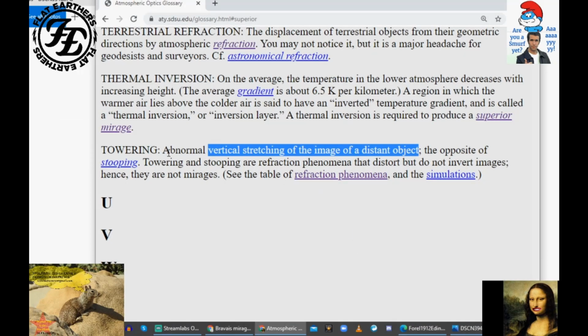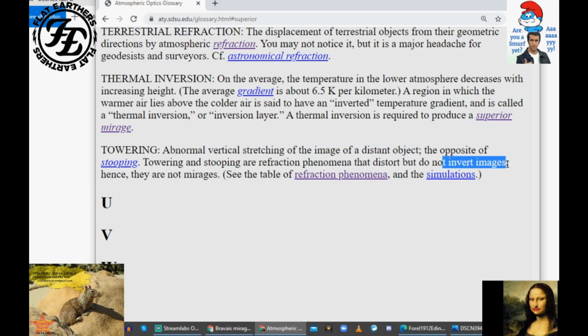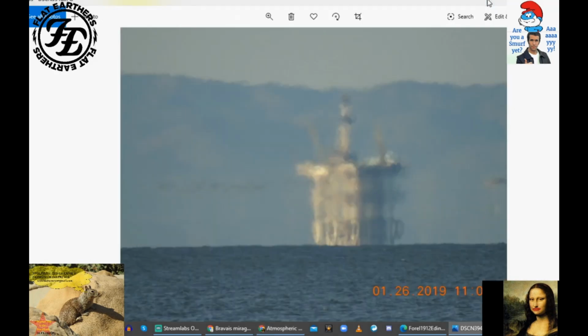All right, towering. I'm not going to read that word. I'm boycotting that word. It is a vertical stretching of the image of a distant object. It does not invert the image. Therefore, there's no thermal inversion going on, right? Because the image isn't inverted, there's no thermal inversion. So this is a stretching of the physical, right?